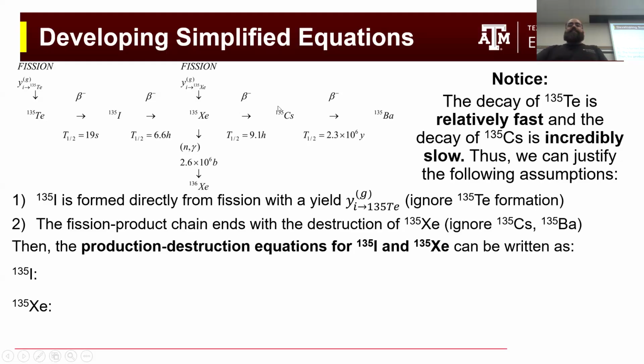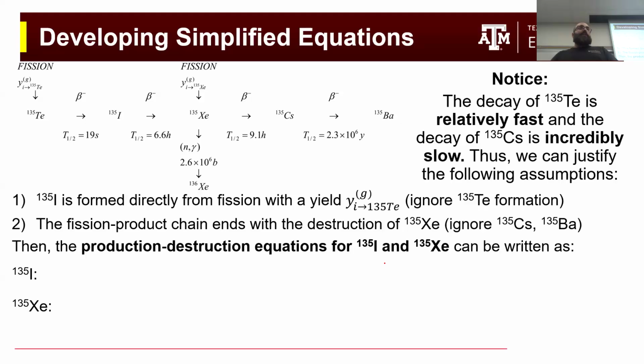And then notice that the half-life of cesium-135 is 2.3 times 10 to the 6 years. So the half-life of cesium-135 is so long that you could basically stop your decay chain at cesium-135. You don't really need to track the cesium or the barium because that half-life is so long. So if I make those assumptions, then I can write production destruction equations for iodine and for xenon. And those are the only two things that I have to keep track of.